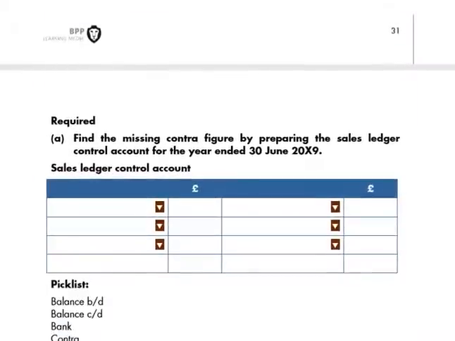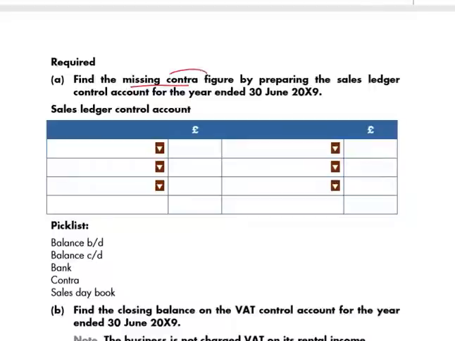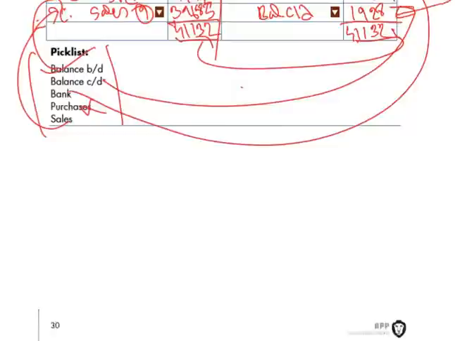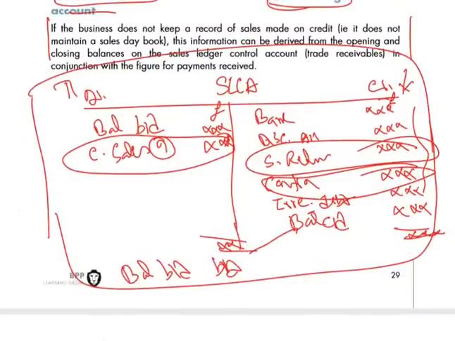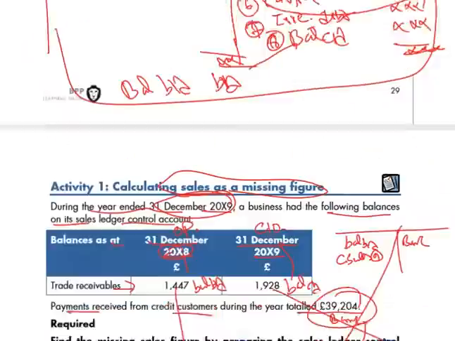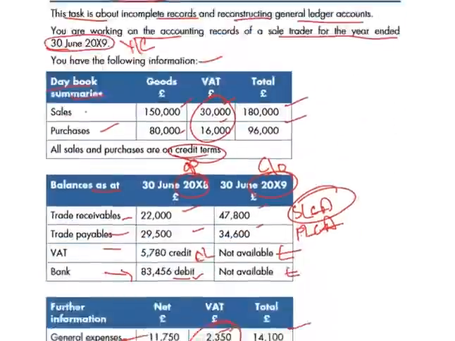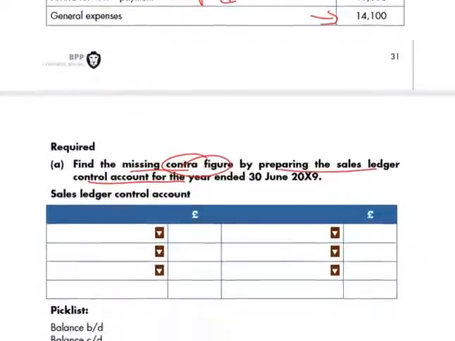Our requirement number 1: find the missing contra figure by preparing SLCA. And you remember that proforma here. There you go. Balance BD, number 1. Number 2, credit sales. Number 3 could be bank. 4 could be discount allowed. 5 could be sales return. Contra is what we are looking for. Then 7, then 8, and that's it. Again we will follow the question from top to bottom and try to answer it.